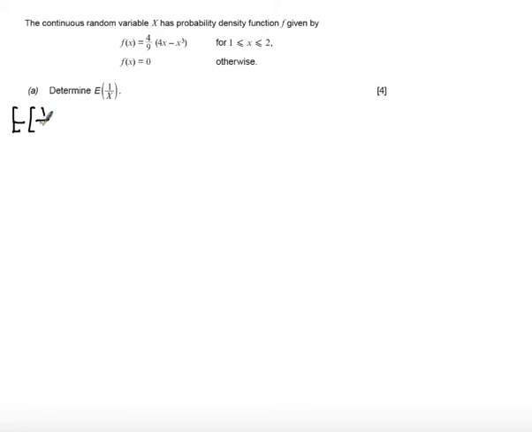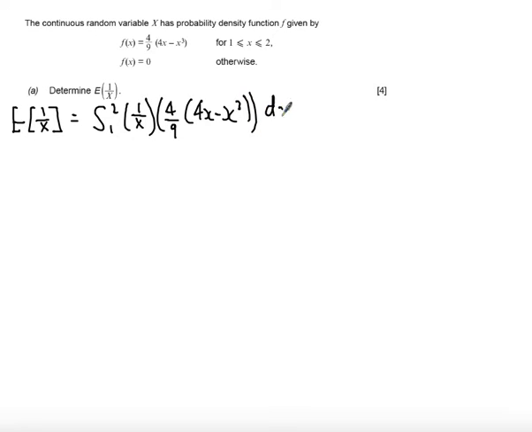So the expectation of 1 over x will be given by the integral between 1 and 2 of 1 over x multiplied by the function of x, which is 4/9 (4x minus x cubed), all integrated with respect to x. To tidy this up and simplify it, I'm going to take the 4/9 outside of the integral as it is a constant, still integrating between 1 and 2, and then I'm going to divide both of these terms by x, so I get left with 4 minus x squared dx.